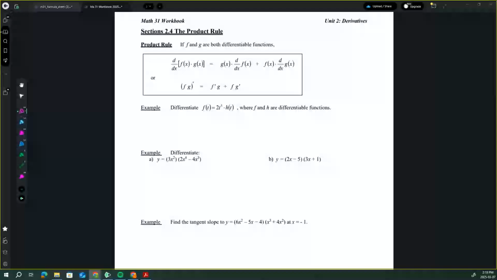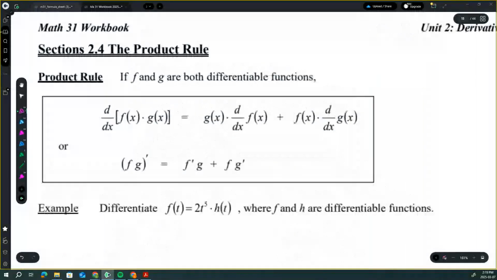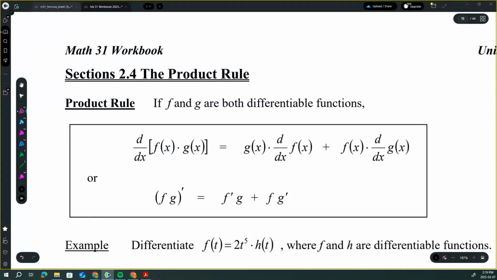Okay, so the product rule is all about how do we differentiate something when we have two functions that are being multiplied together. Okay, so it's going to be a bit different than if you had like two functions being added or subtracted together. With adding and subtracting, you can kind of look at each term and just differentiate it individually. However, when multiplication's going on, things change.